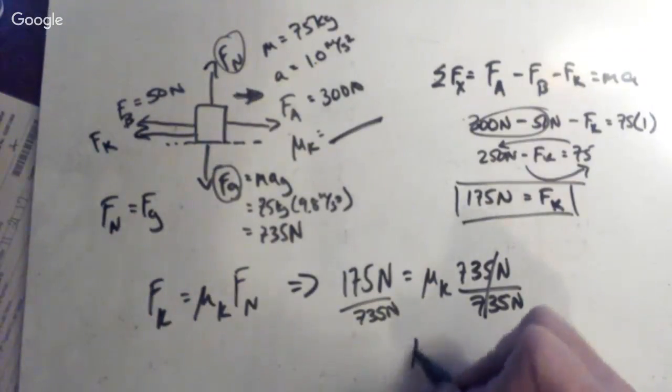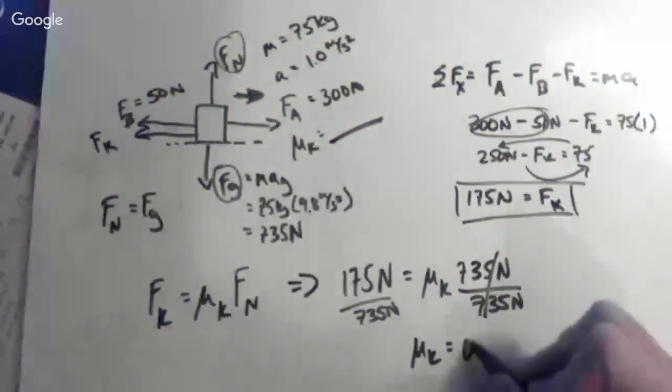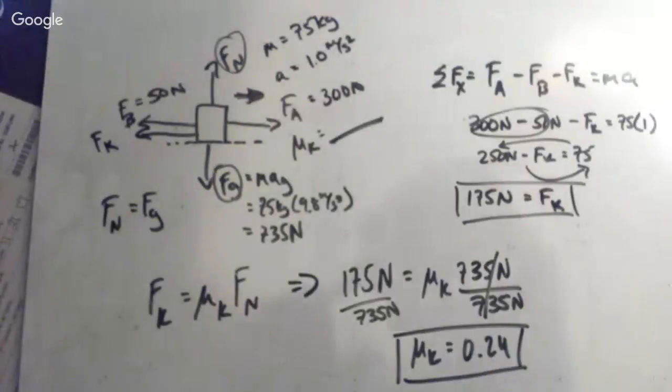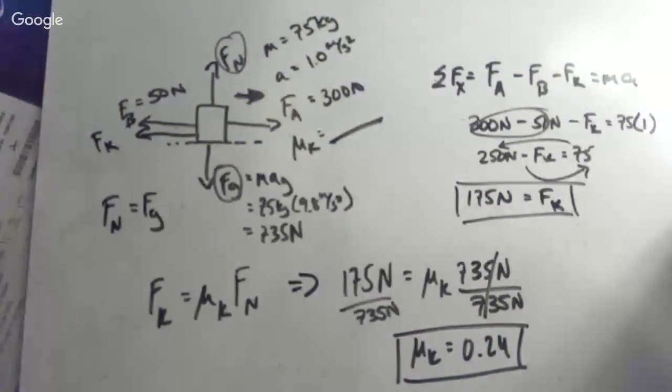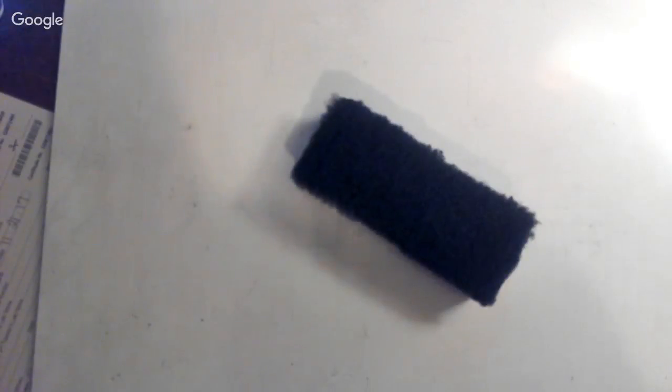And our mu K is equal to 0.24. Okay. Now, y'all have exactly, let's say, 1 minute to ask me questions that I can answer quickly, or I've got to get going. Go. Well done, Jada. Well, 0.238. So I rounded up to 0.24.